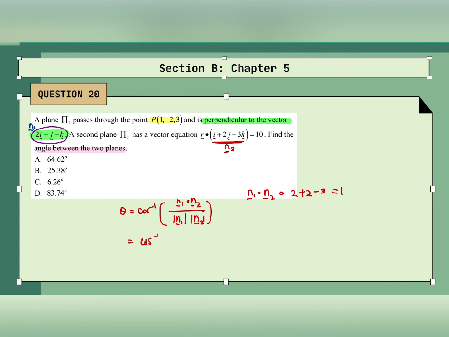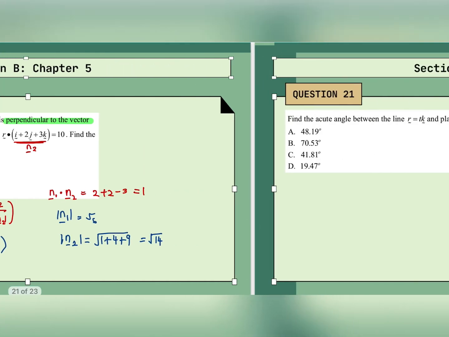Okay, so shift cos of 1 over, now magnitude of n1 berapa ni? 4 tambah 1 tambah 1. 4 tambah 1 tambah 1 adalah square root of 6. And the magnitude of n2 adalah 1 tambah 4 tambah 9. 9, 10, 14. Square root of 14. So multiply by square root of 6, square root of 14. So masukkan dalam calculator. 83.74. So the answer adalah D.